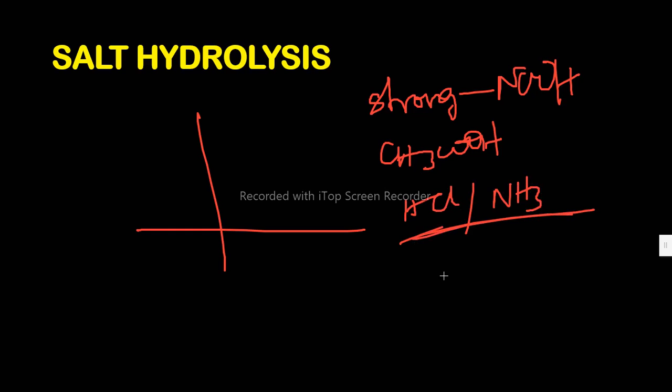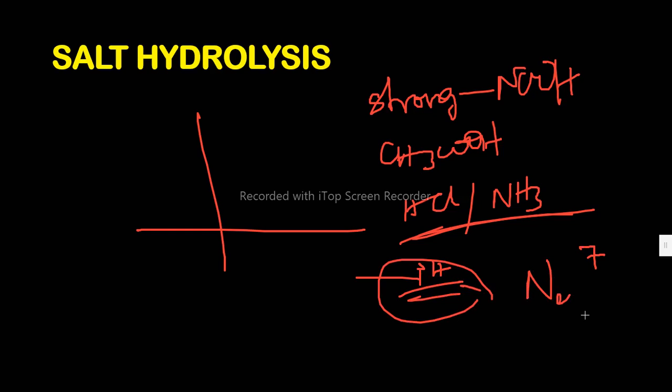At the end point, when all the acid has reacted and all the base has reacted, how are you going to determine the pH of that solution? Is the pH going to be neutral, is it going to be 7, is it going to be above 7, or is it going to be below 7? That can be determined using this concept of salt hydrolysis.